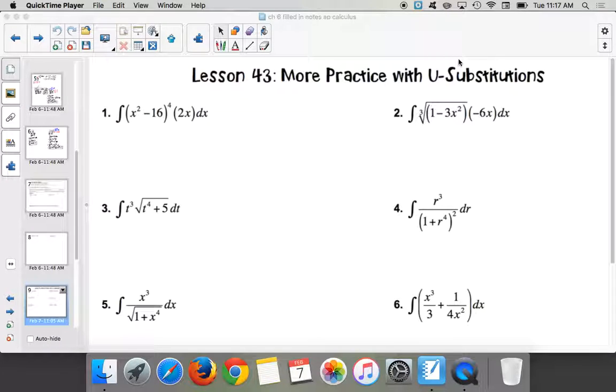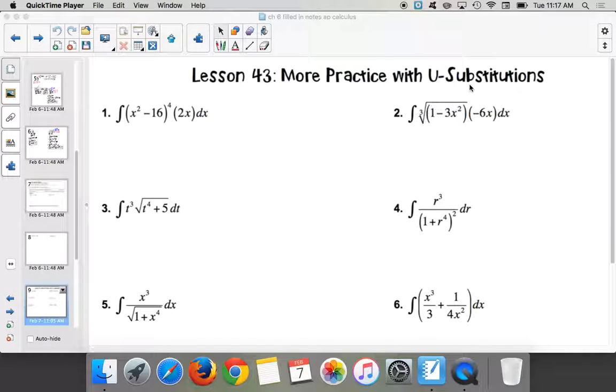All right, so lesson 43 is more practice with U-substitutions. So we're going to do a little bit more, so hopefully you guys get more familiar with these. Remember I told you they're super important, so we have to practice, practice, practice. And unfortunately in math, a lot of times practice, practice, practice means you have a lot of problems to do.